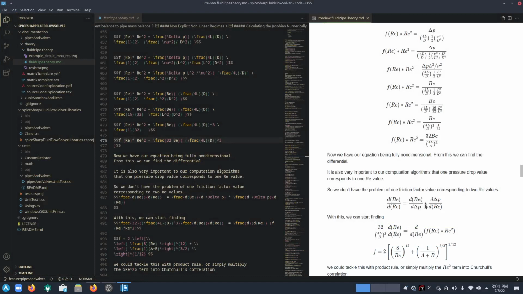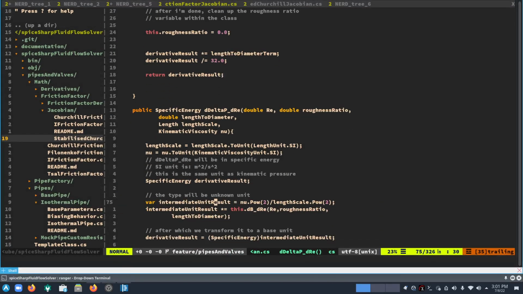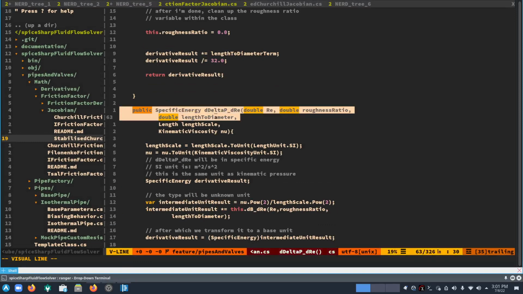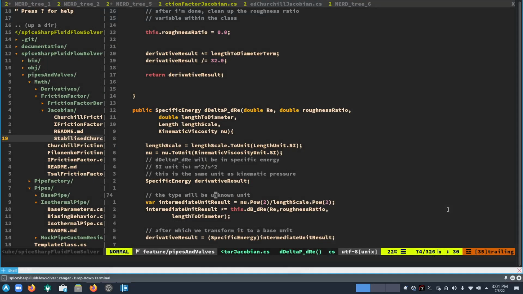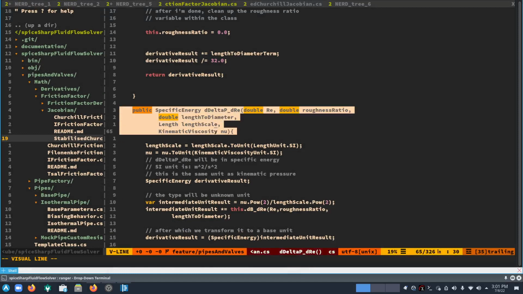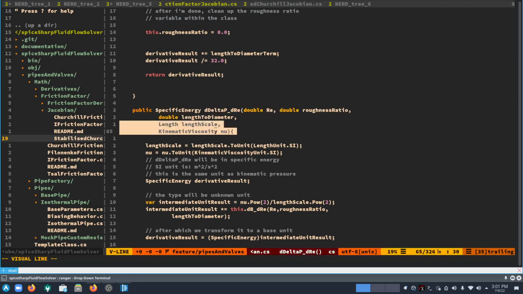Once I have this dBedRE, we should be able to find dPdRE. So let's look for dPdRE over here. In this case it is dDelta PdRE. I name it dDelta PdRE because there's obviously a change in pressure. It's a pressure drop. So let's look at dDelta PdRE. This will take in a Reynolds number, roughness ratio, length to diameter, and objects like the length scale.